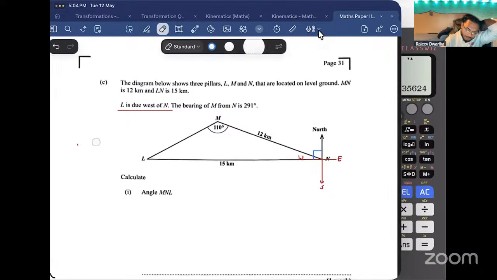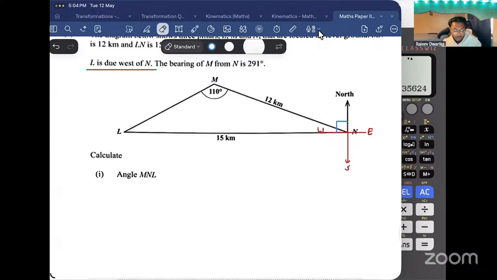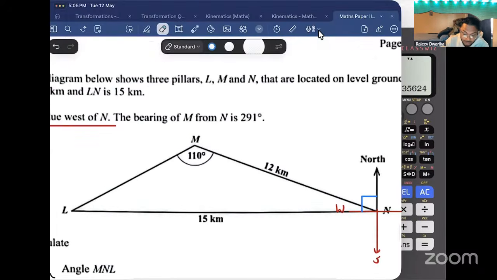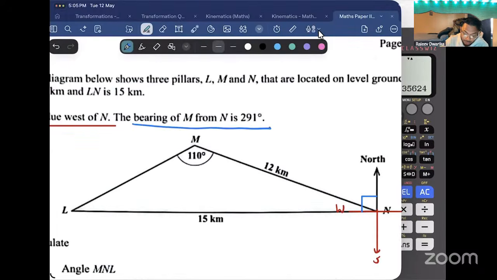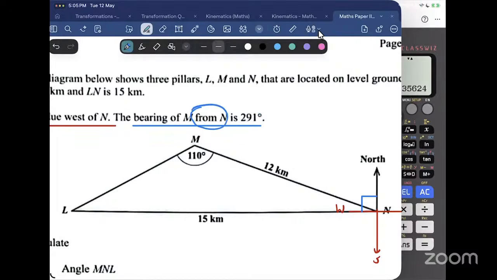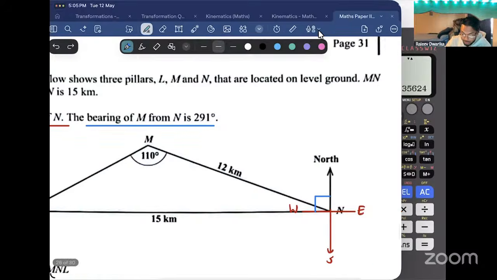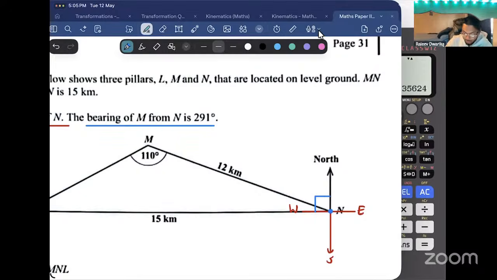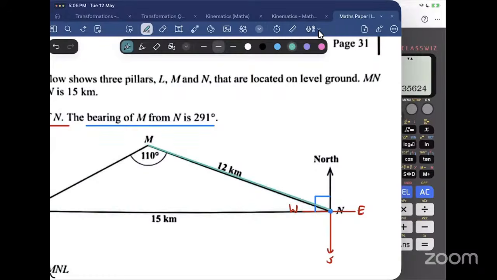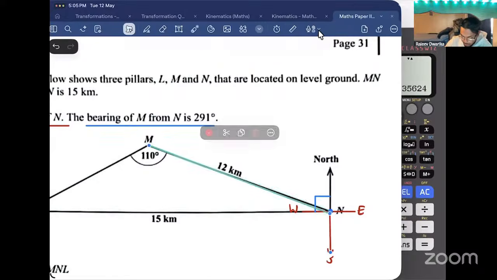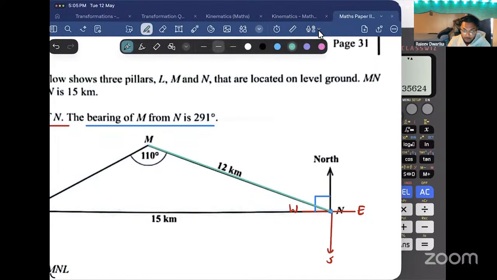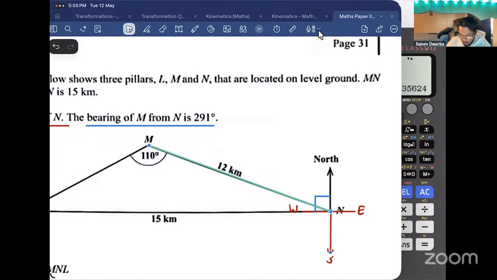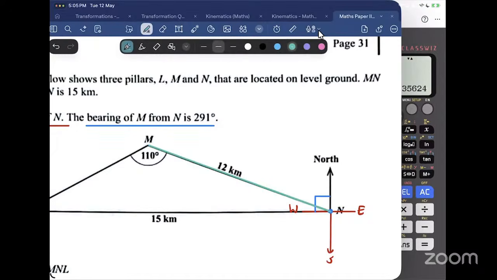This was a very, very important piece of information. L is west of N. When I calculate angle M and L, additionally, they're telling us the bearing of M from where? From N. So I'm going to take my point and place it by N. And that would take me from N to where? M. Right, so I'm going to connect M to N using this green line here. And my bearing is going to be from the north line in which direction? Clockwise.